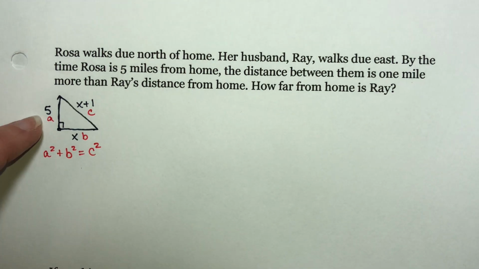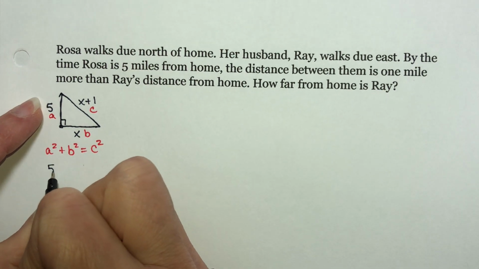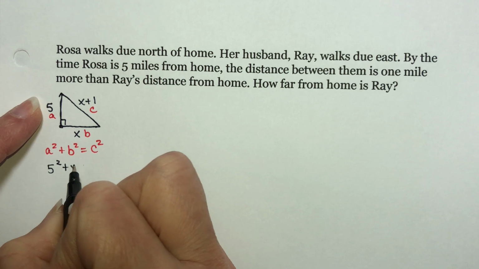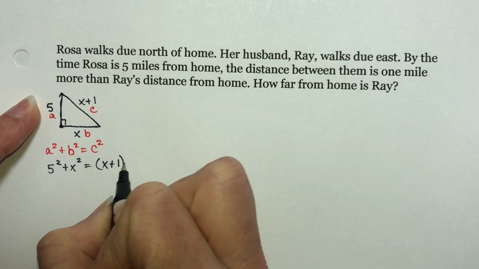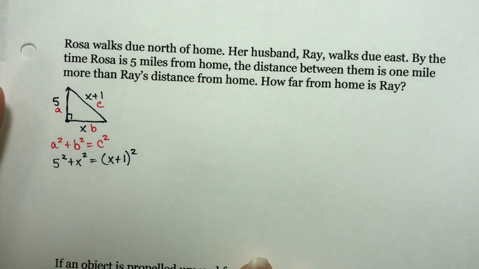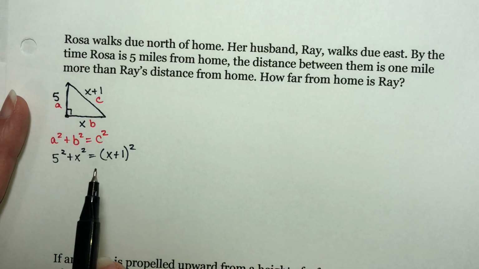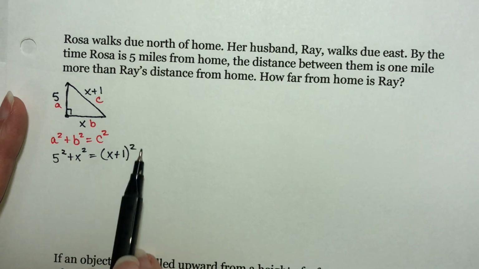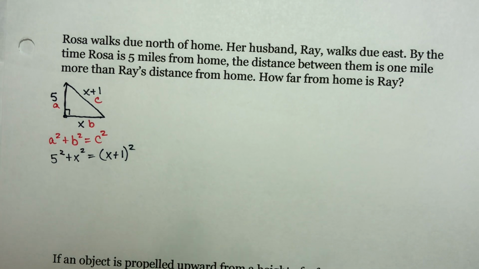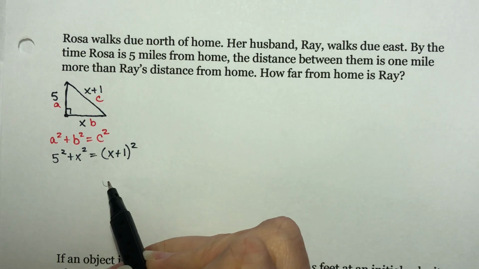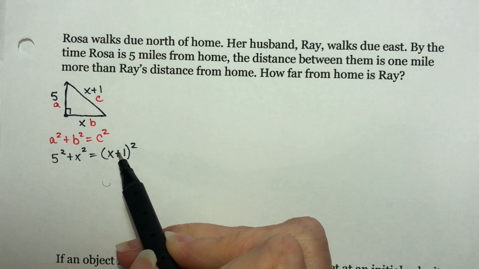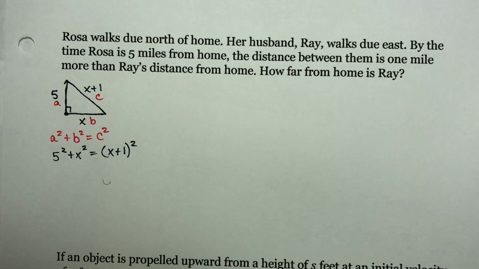So if I take this and I plug it in here, I'm going to have 5 squared plus X squared is equal to X plus 1 squared. Now I need to multiply this side out. And you need to remember how that works. I cannot just take this and put it on each one. That property only works if these things are multiplied together, and they're not.